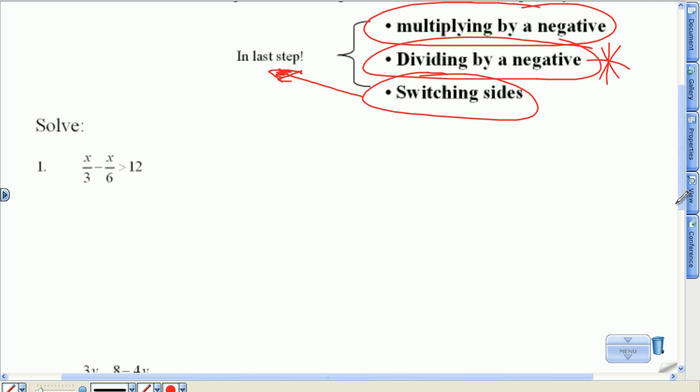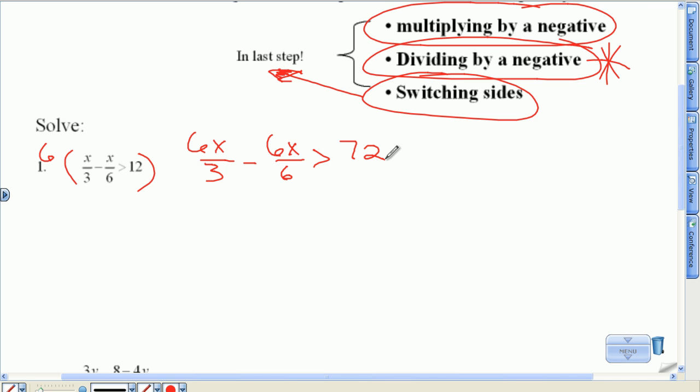Alright, so in problem number 1 here, we do not have a proportion, and cross multiplying with inequalities is not something you want to do anyway. So what I'm going to do is multiply everything by 6, which is the least common denominator. 3 times 6 is 18. I could use 18, but it's not the smallest denominator that 3 and 6 both go into. So this gives me 6x over 3 minus 6x over 6 is greater than 72.